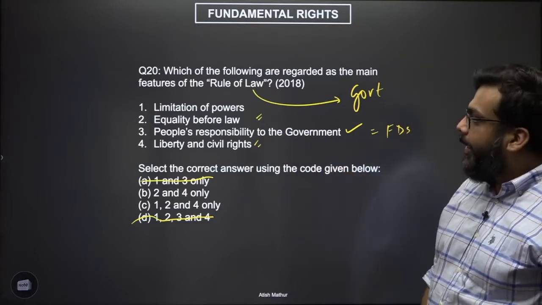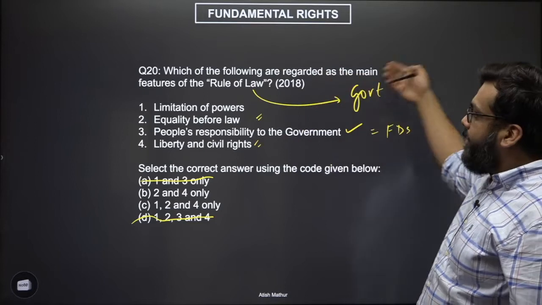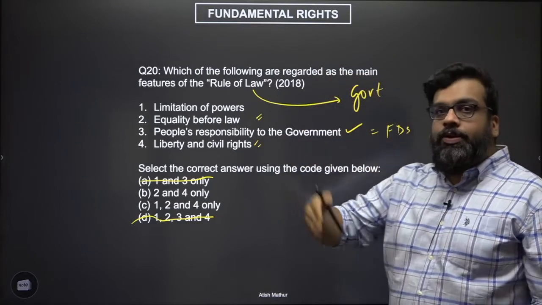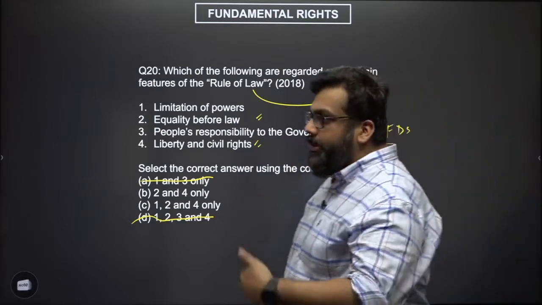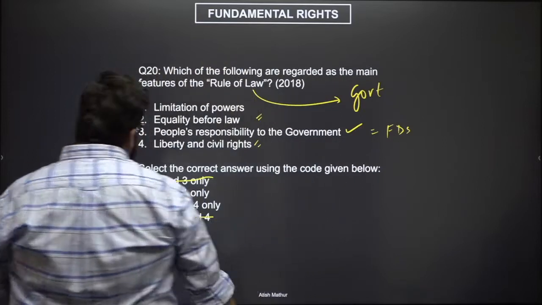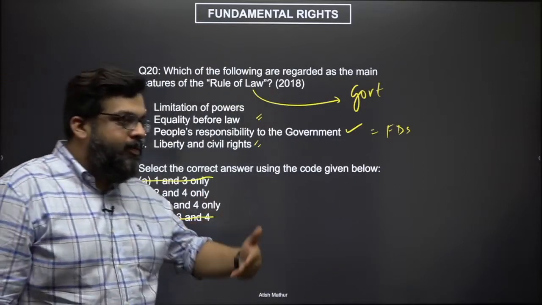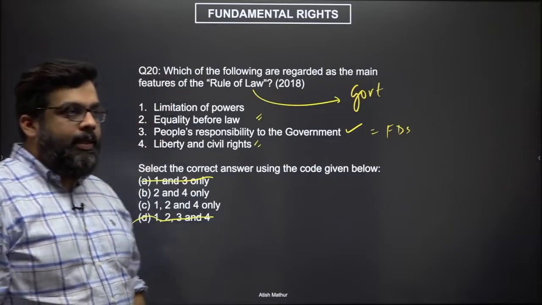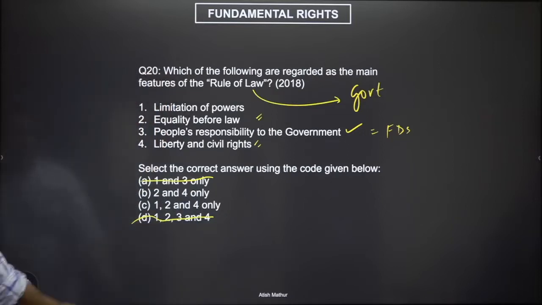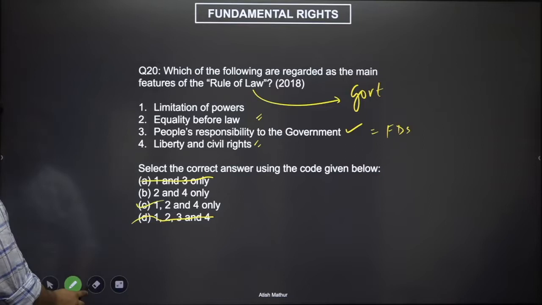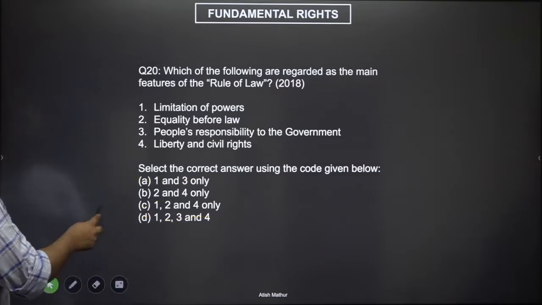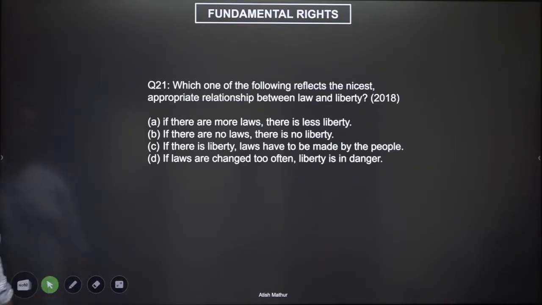1 is definitely correct because rule of law places restrictions on the law so that it can be just. Restrictions on the powers of its application, on the powers of it to be not applied arbitrarily or in excess. So the answer should be C, 1, 2 and 4. Right? There we go. Next.